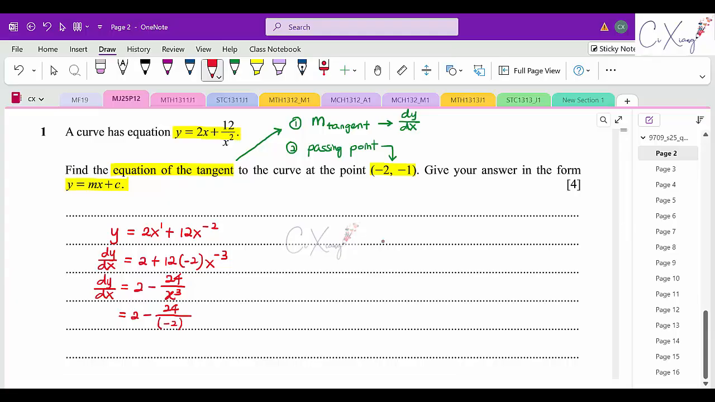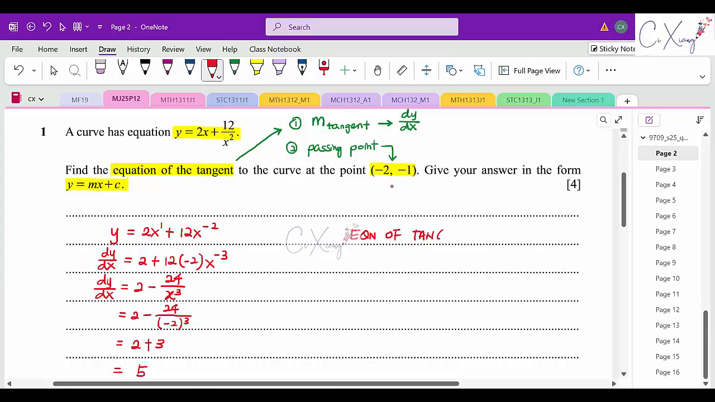Substitute negative 2 power 3. You'll be having negative 8. Simplify it. So 24 divided by 8, you get 3, right? Then negative and negative become positive. And the gradient of the tangent is 5. So you already have the gradient of the tangent. You also have the passing point. We can get the equation of the tangent now.